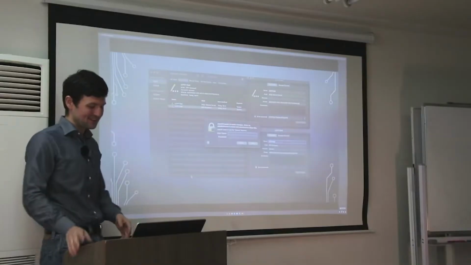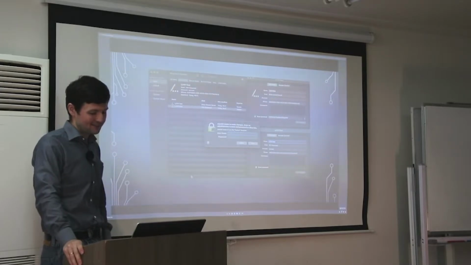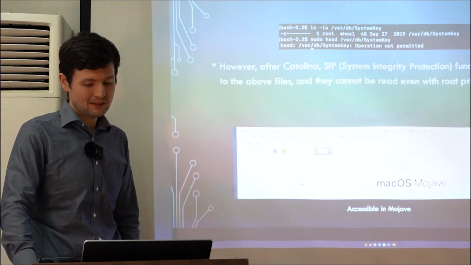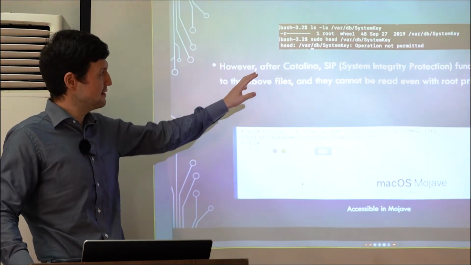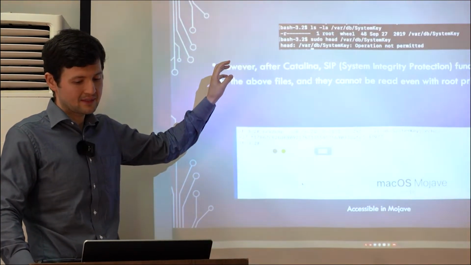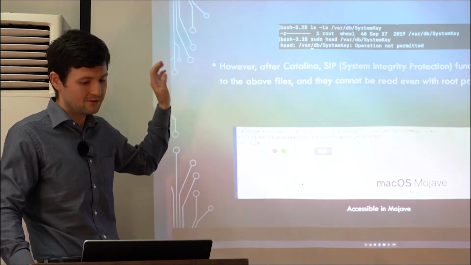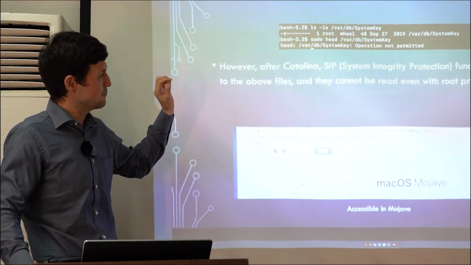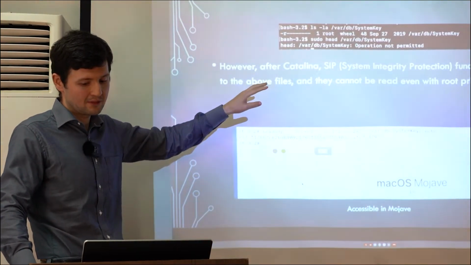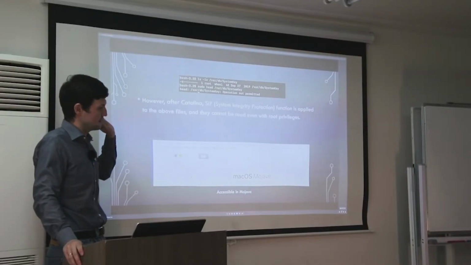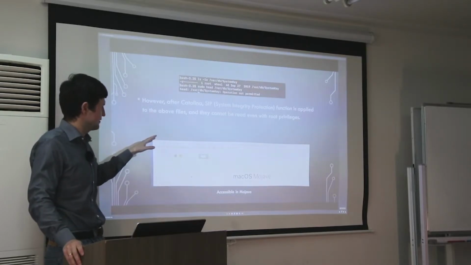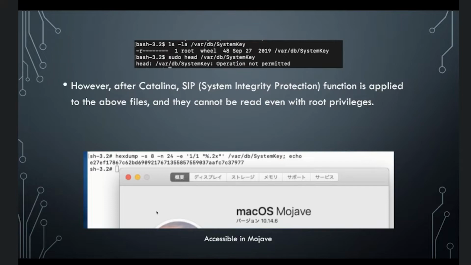to touch the machine can't retrieve it, because starting with macOS Mojave, the system key, the file that has the key to decrypt the system keychain, is now protected by SIP, System Integrity Protection, which means that even if you have root privileges, you can't access it. Before Catalina, you could just get root on the device and get this string to decrypt the system keychain.